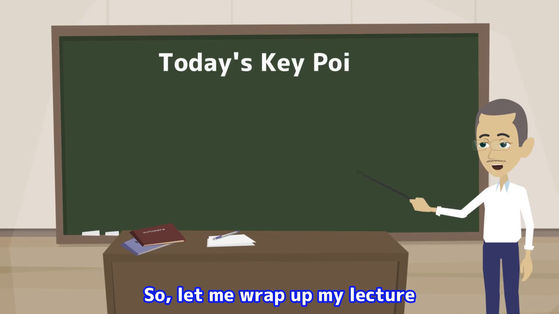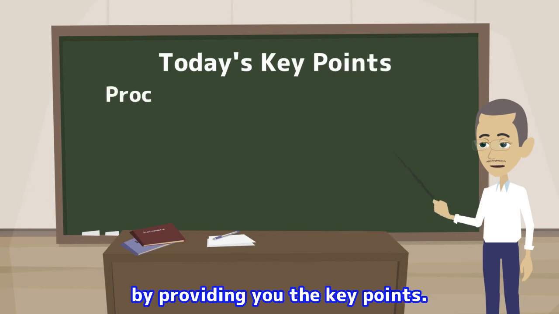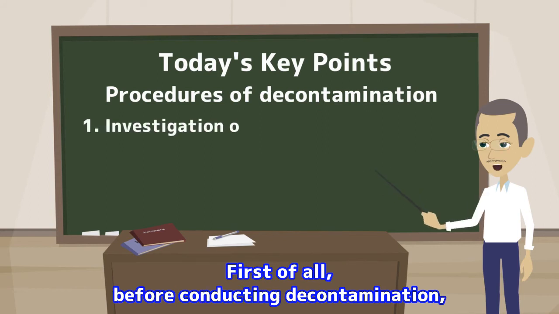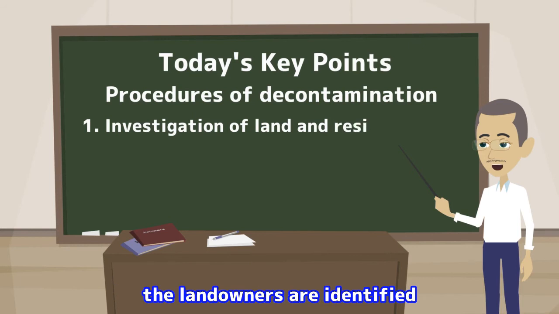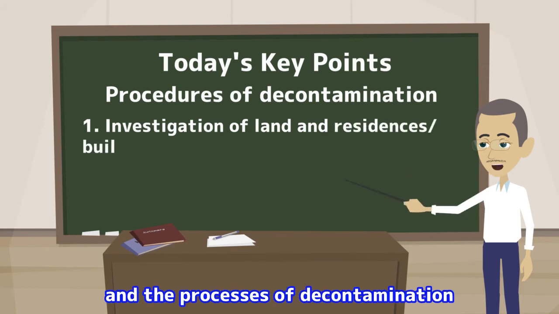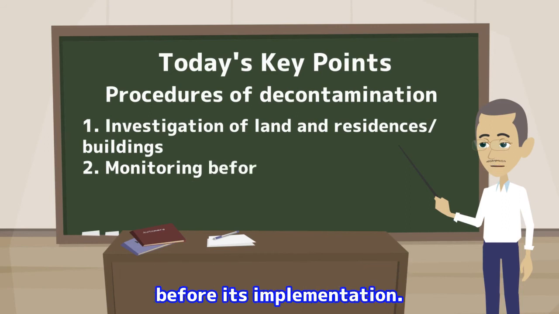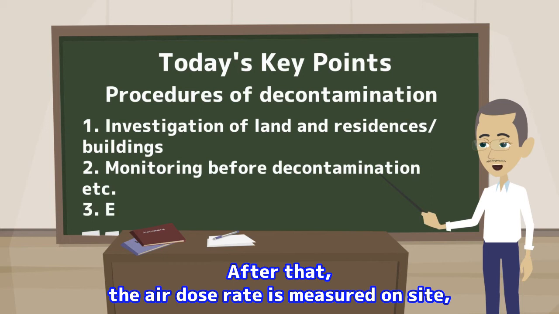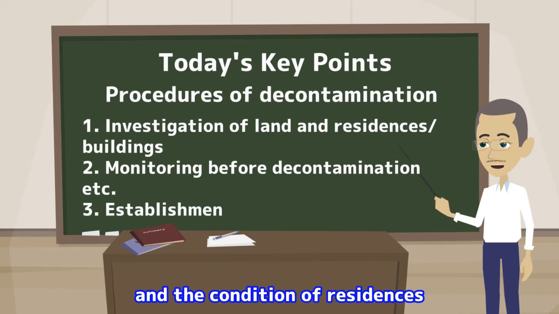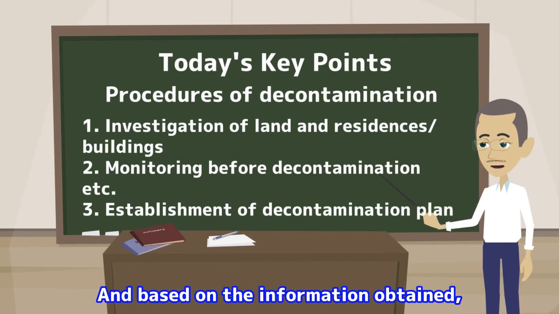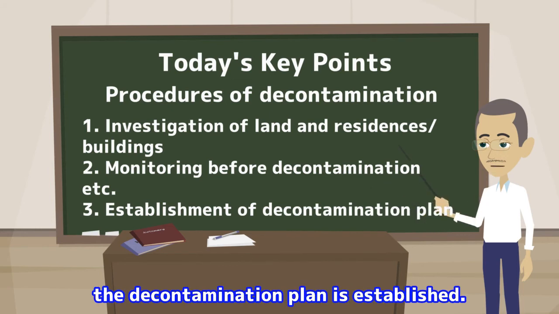So, let me wrap up my lecture by providing you the key points. Today I talked about the procedures of decontamination. First of all, before conducting decontamination, the landowners are identified and the processes of decontamination are explained to landowners or other associated persons, before its implementation. After that, the air dose rate is measured on site, and the condition of residences or buildings are investigated. And based on the information obtained, the decontamination plan is established.